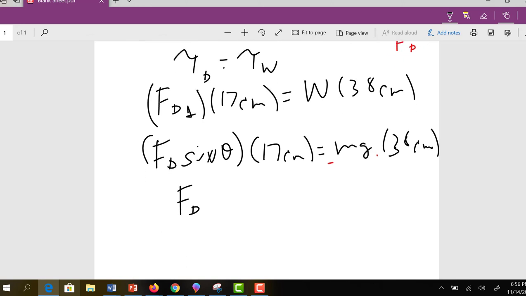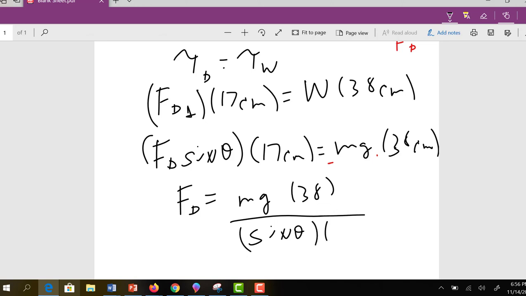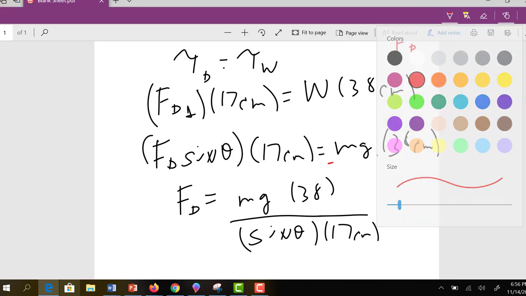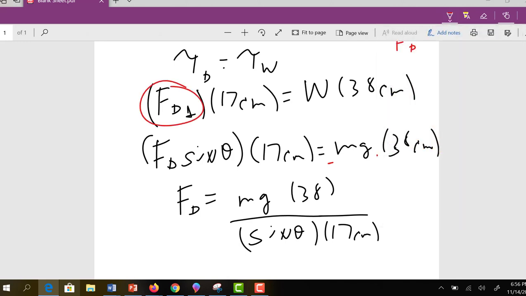Force from the deltoid would be mg times 38 divided by sine theta, and then also, don't forget I've got the 17 here. Okay, so I just solved for force deltoid. That's what they're asking for in the problem. Now, if you wanted to, at this point, you could get force deltoid perpendicular and then go back and figure out what the force deltoid is. That's what they're asking for, force deltoid. I just thought I would do it all in one step here.